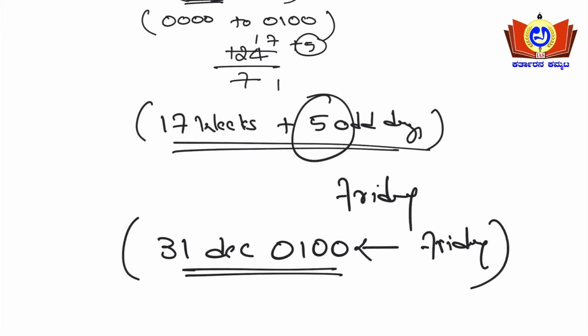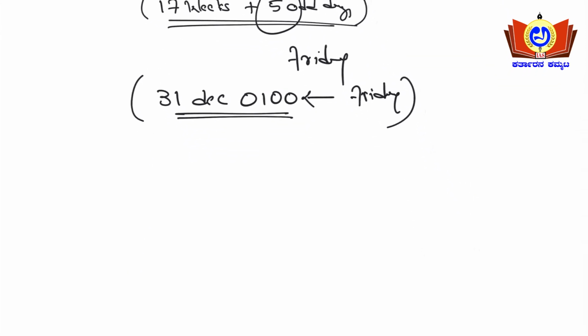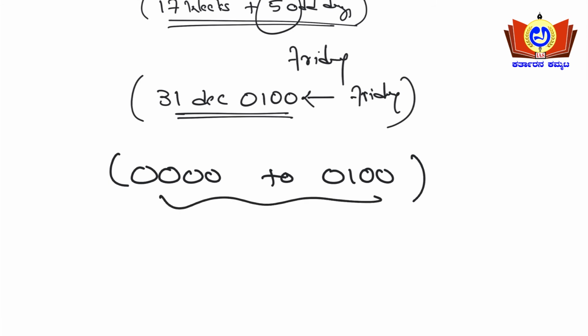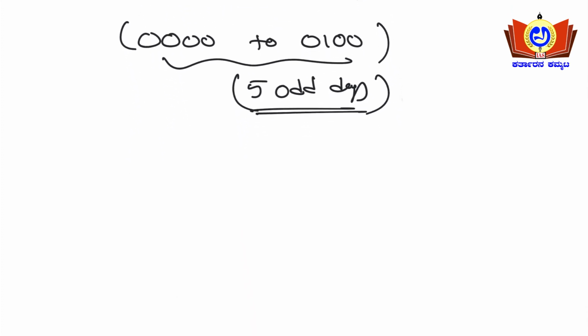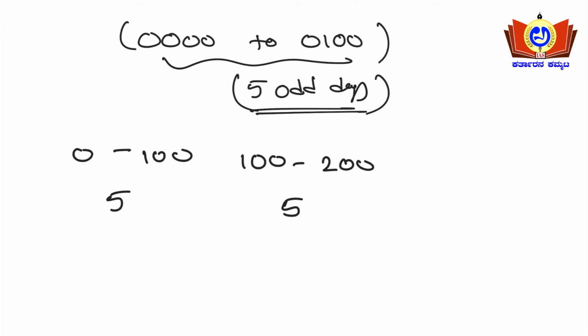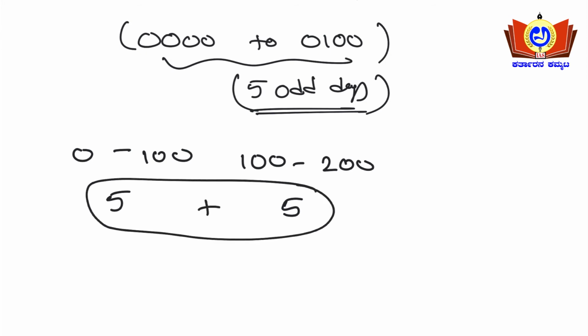This is simple, guys. See here, from 0000 to 0100, for the first century, 5 odd days we got here. This you need to remember. For 100 years, we got 5 odd days in total. Okay, that is 0 to 100 years, 5 odd days. So from 100 to 200 years, another 5 odd days will be there. Yes or no? So 5 plus 5 will be 10 here.